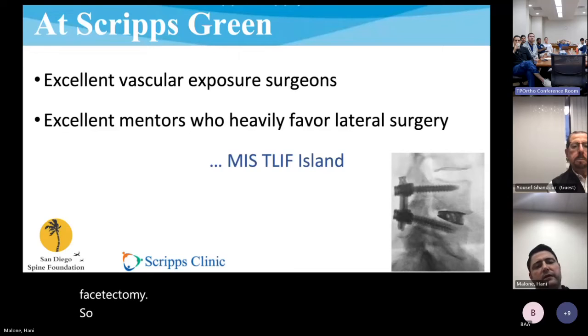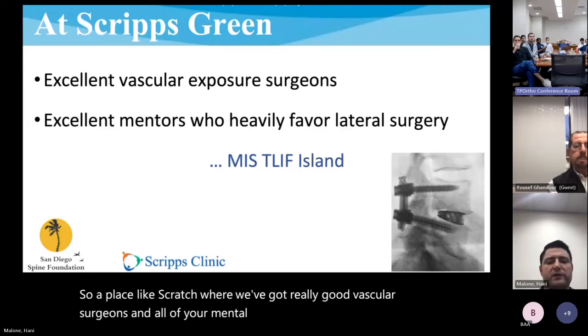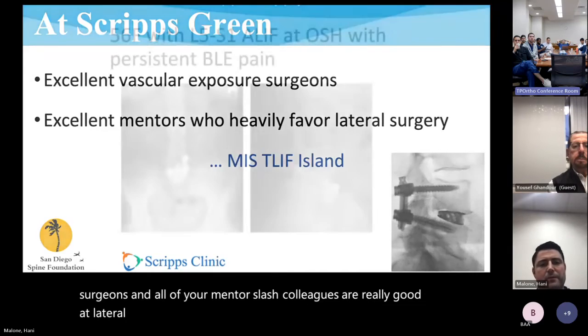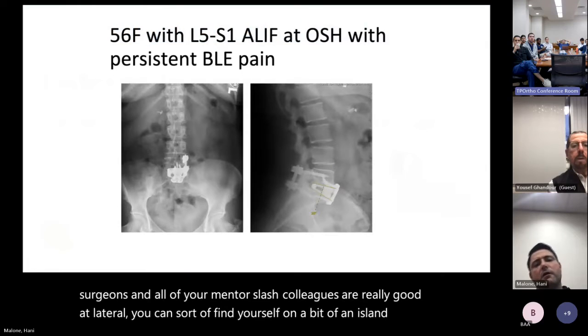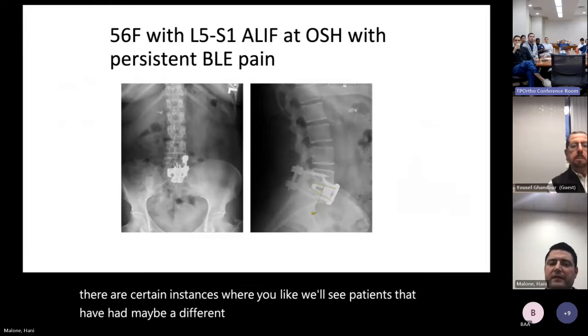So, at a place like Scripps where we've got really good vascular surgeons and all of our mentor/colleagues are really good at lateral, you can sort of find yourself on a bit of an island. But there are certain instances where you will see patients that have had maybe a different type of surgery and some of the complications associated with that.